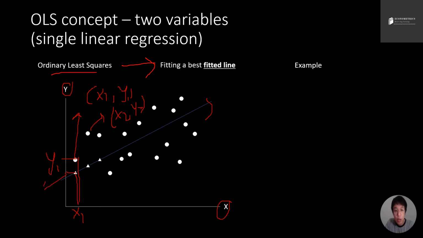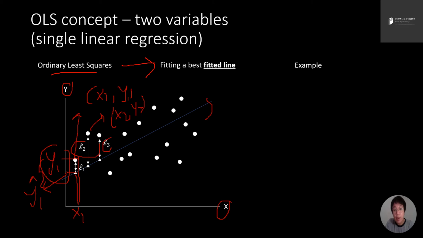So this is what we call the predicted y1. There is a difference between the predicted y1 and the y1 here. That's what we call estimation error. And then OLS is just looking for this line, the blue line, that can minimize the estimation error.